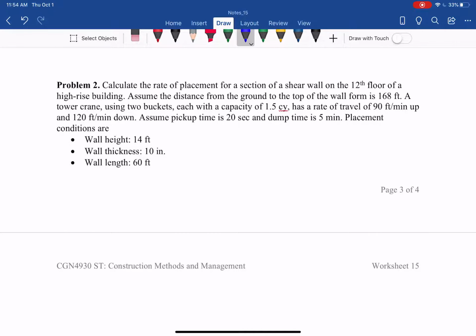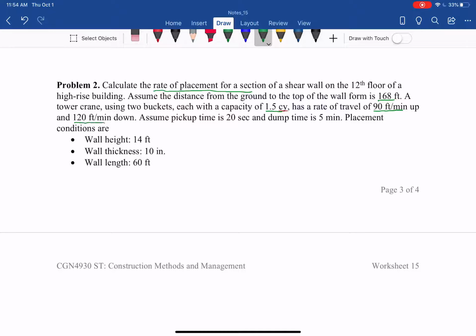Problem 2: we need to calculate the rate of placement for concrete for a section of shear wall on the 12th floor of a high-rise building, and assume the distance from the ground to the top of the wall is 168 feet. A tower crane using 2 buckets, each with a capacity of 1.5 cubic yards, has a rate of travel of 60 feet per minute up, so that is basically the speed.